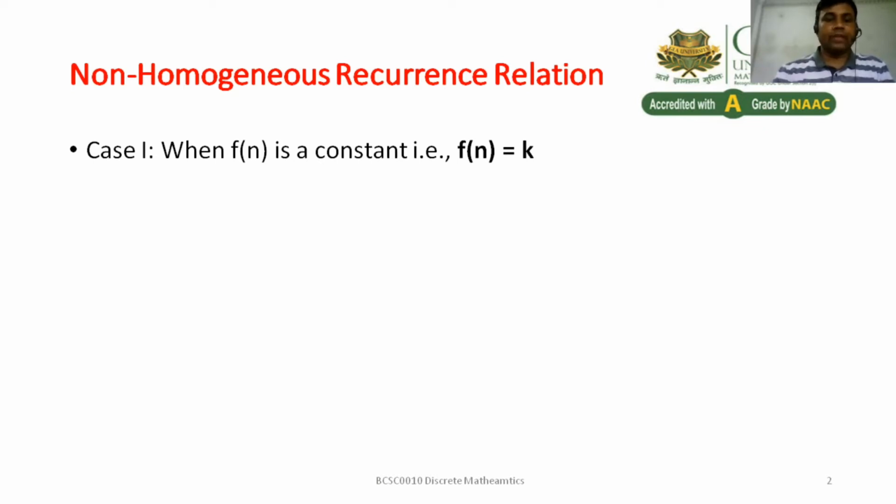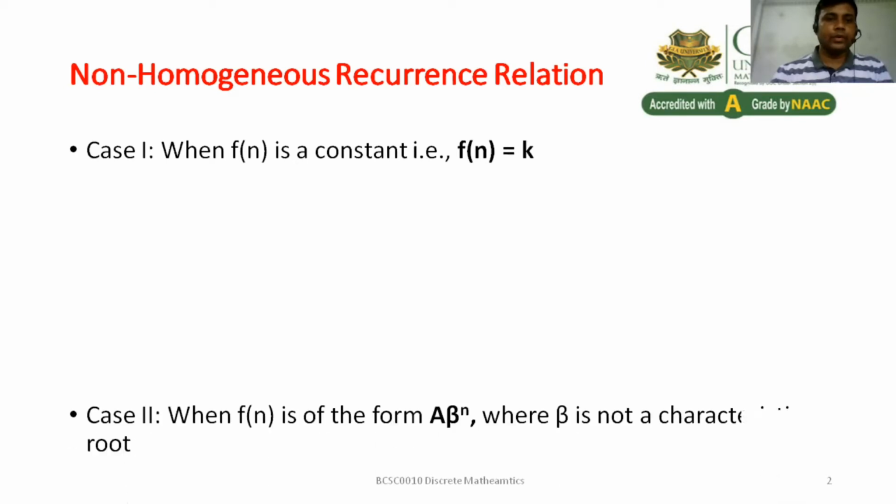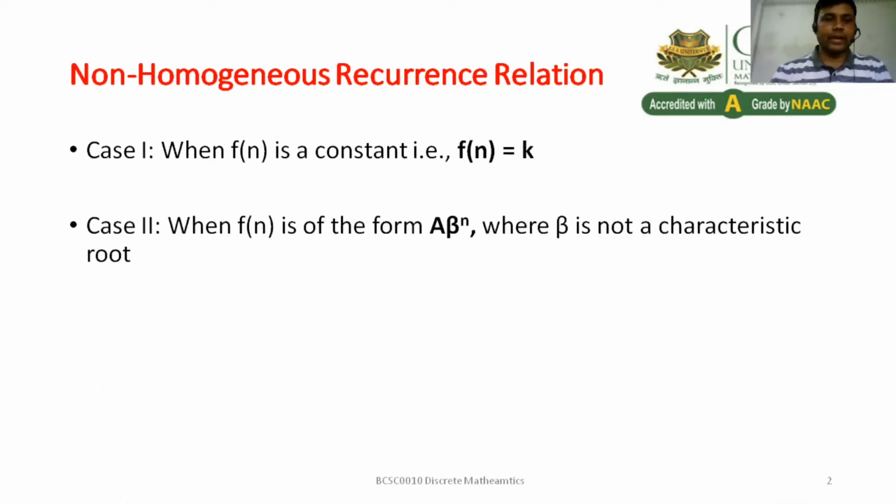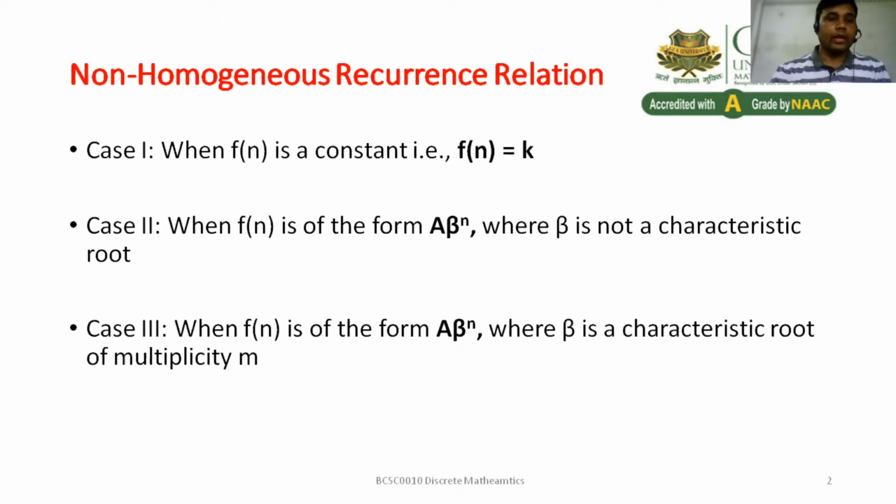Out of these, the first case was whenever Fn part is a constant, likewise you can say Fn equals K, where K is some constant. This we have discussed in the previous video. Then we discussed the second case, whenever Fn is of the form a beta to power n, where beta is not a characteristic root. And the third case was whenever Fn is of the form a beta to power n, where beta is a characteristic root of multiplicity m. Up to here, we have discussed in the previous videos.